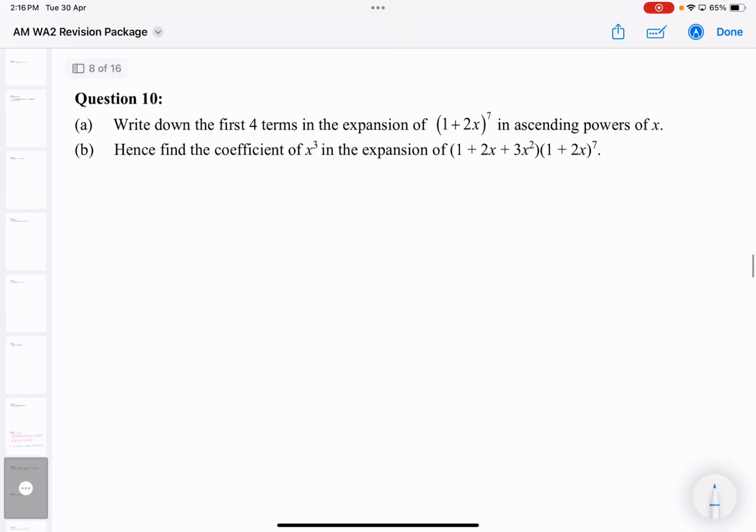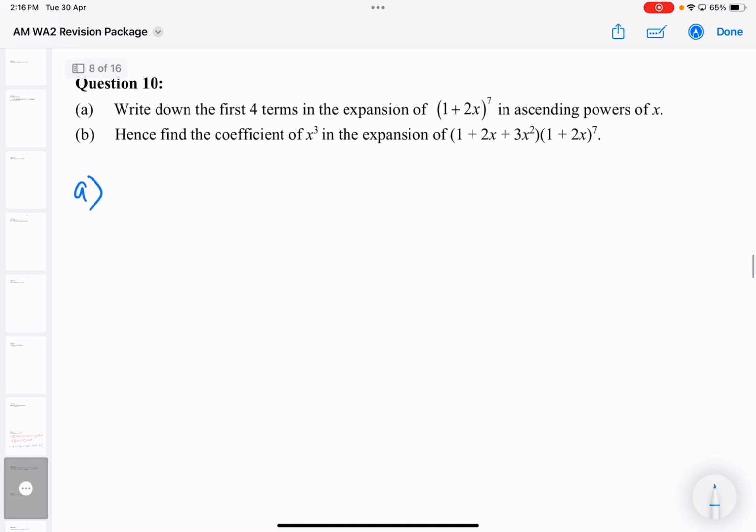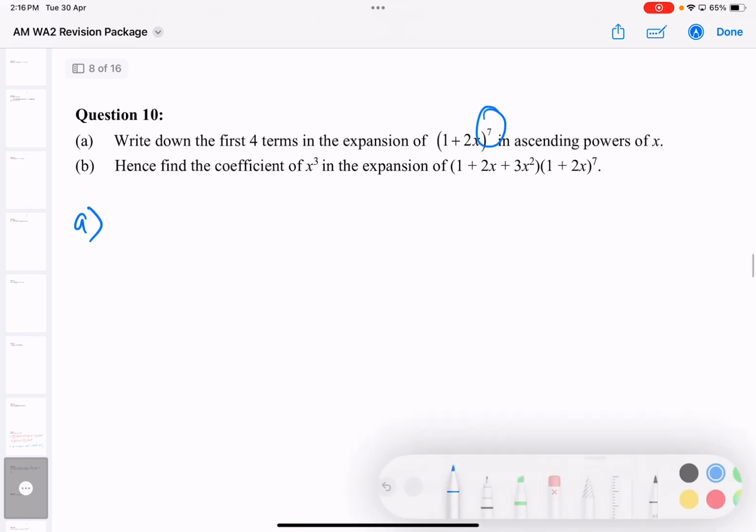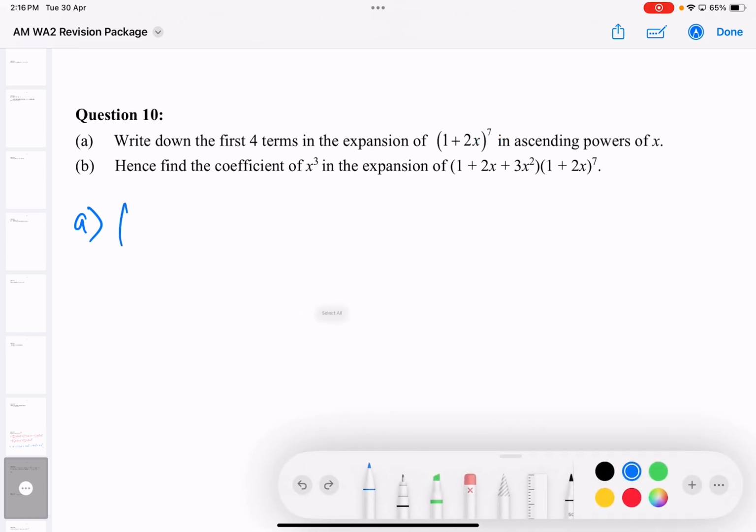Alright, okay. Now let's move on to the next question. Your exam questions will be very similar to all these questions. That's why it's a very simple one. Write down the first 4 terms. I will continue to do it with you. Remember the method, look at this. This is to the power of 7, right? To the power of 7 means the first one is n choose 0.